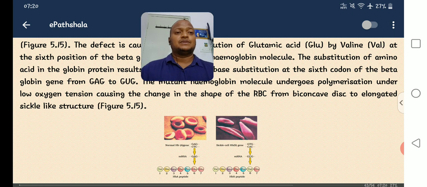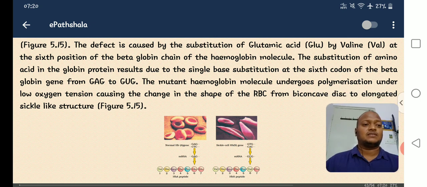Next, what is the reason for this disorder? Why is sickle cell anemia formed? The defect is caused by the substitution of glutamic acid by valine at the sixth position of the beta globin chain of the hemoglobin molecule. The hemoglobin molecule is a protein made up of different types of amino acids, formed by the amino acid sequence.